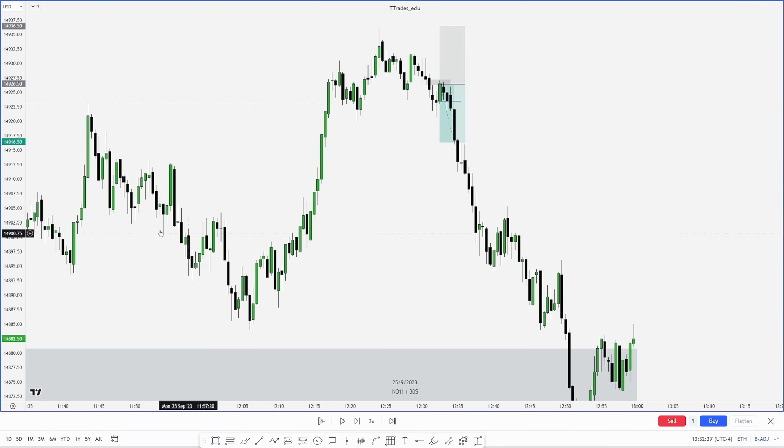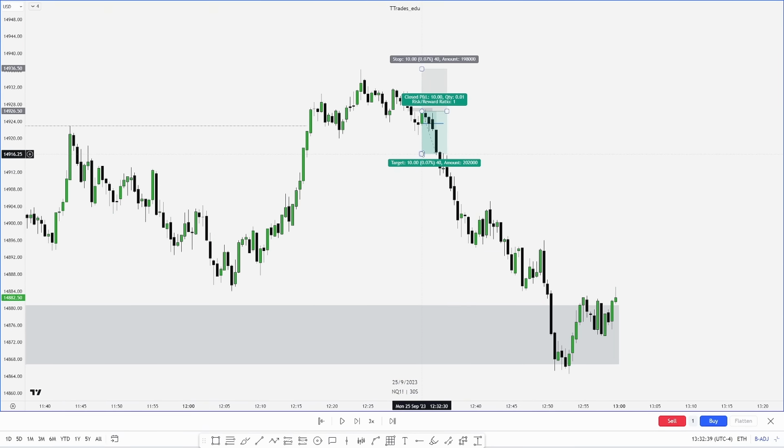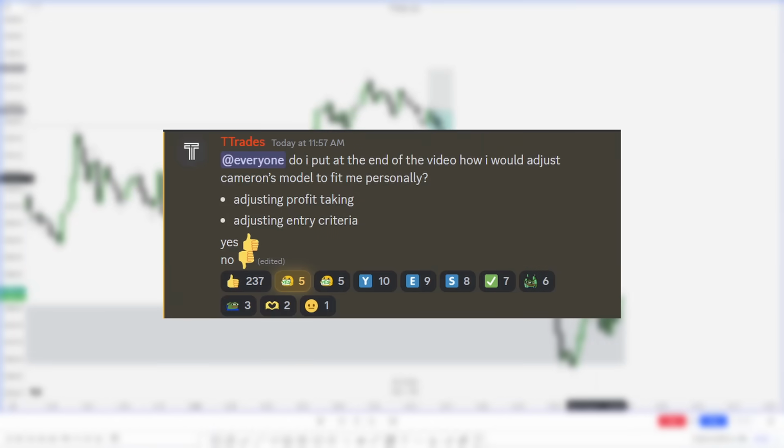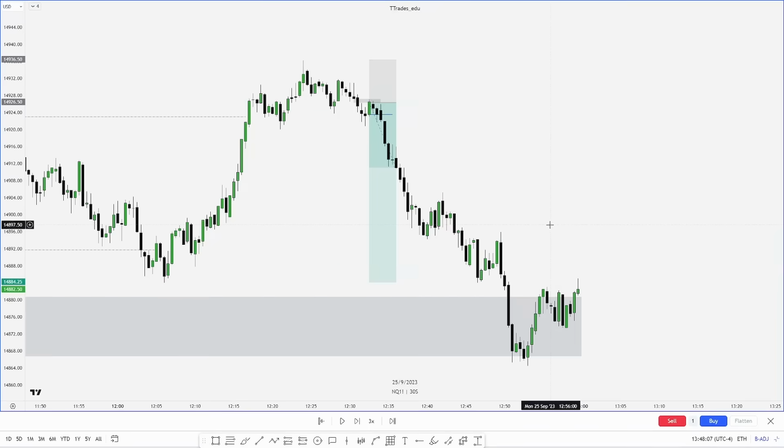But you can see that if we were to hold towards our draw on liquidity, or this initial consolidation here, we'd be looking at a trade of 4.22R. Now this leads me into the last part of the video where I talk about how this strategy can be adjusted to fit personal needs. I personally prefer a strategy with a higher risk to reward and taking profit at structural targets. So for example here, if I was going to be short, I'd want to be looking to take profit at a low or a fair value gap or somewhere where it makes sense for price to reverse.